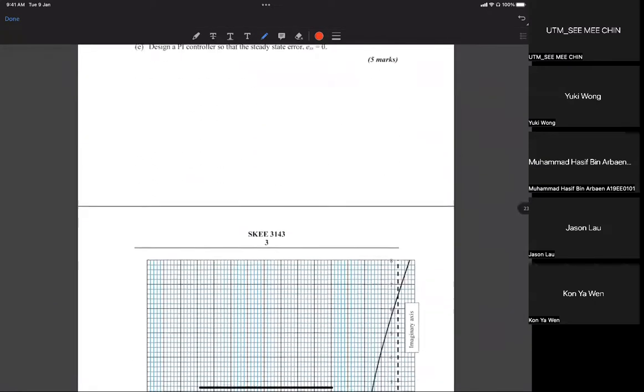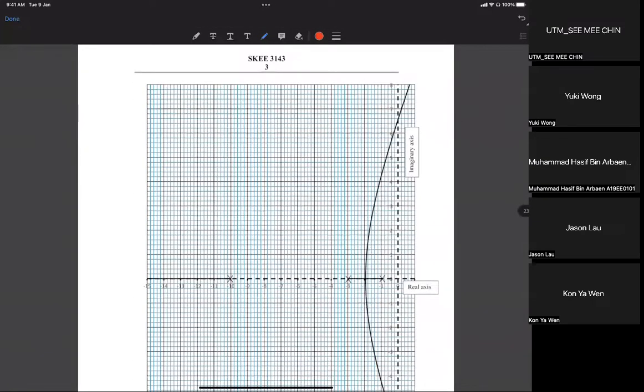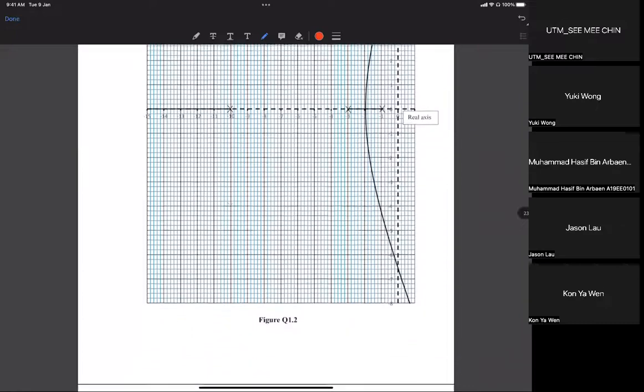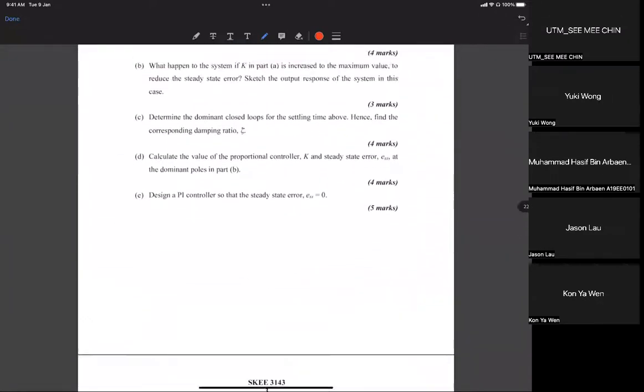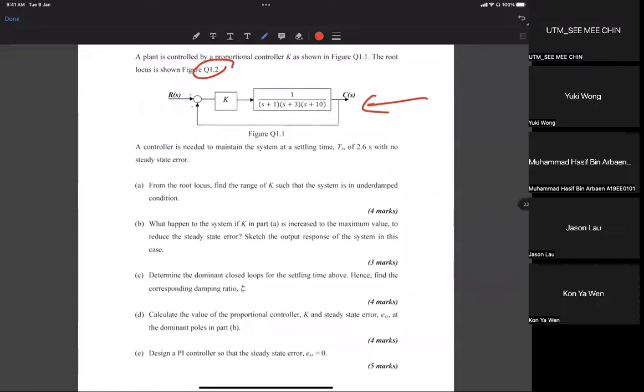All right, the plot is given. It is a third order system, type 0. The controller is needed to maintain the system at settling time 2.6 seconds with no steady state error.